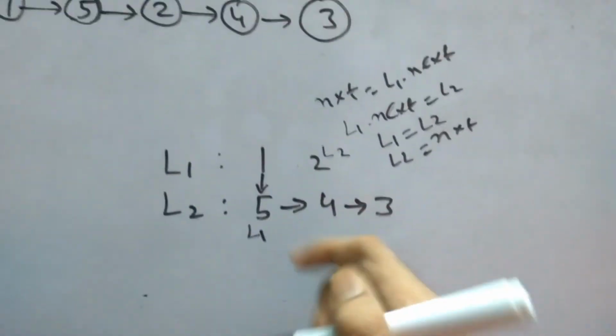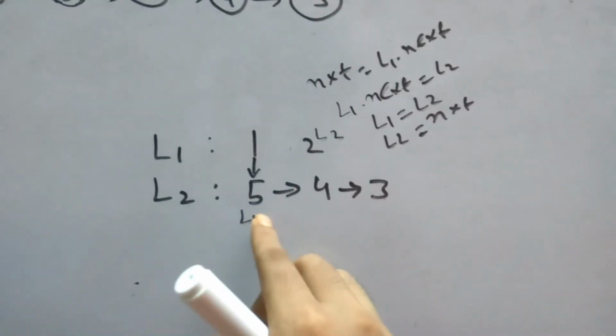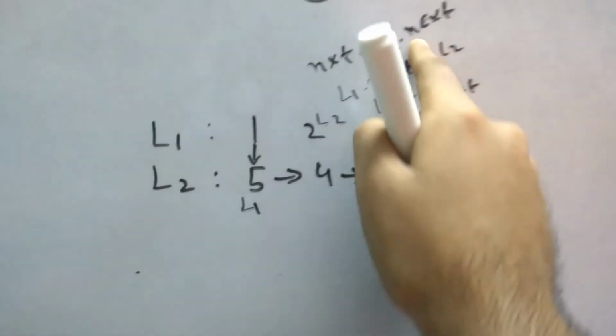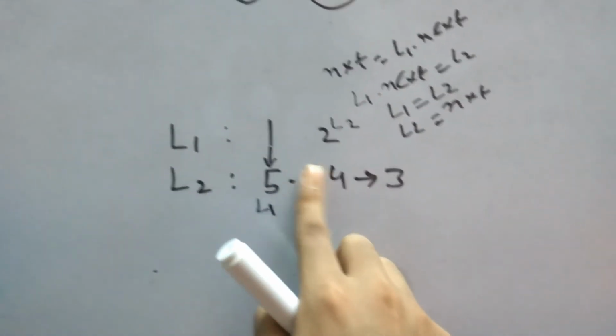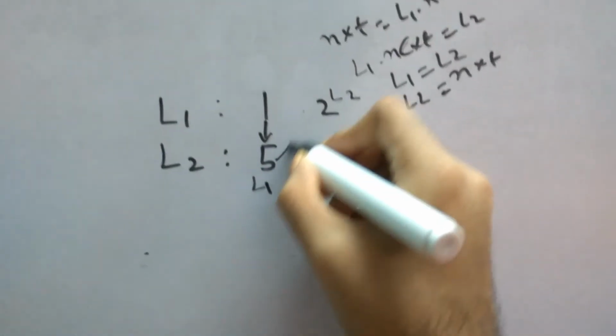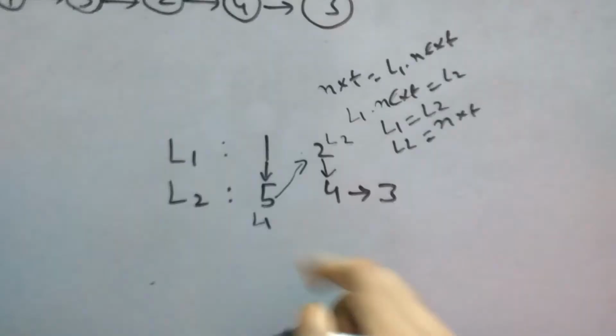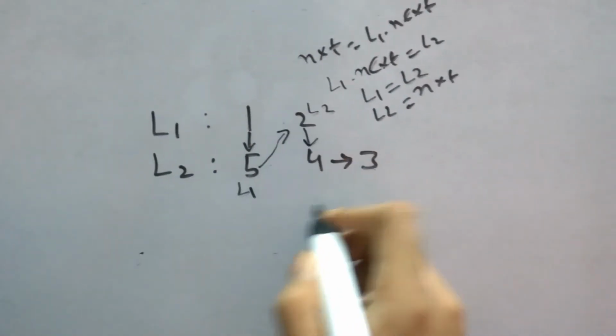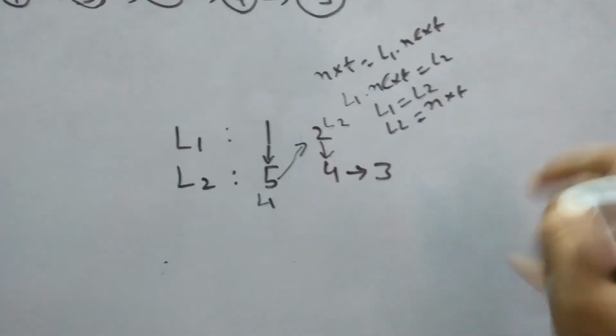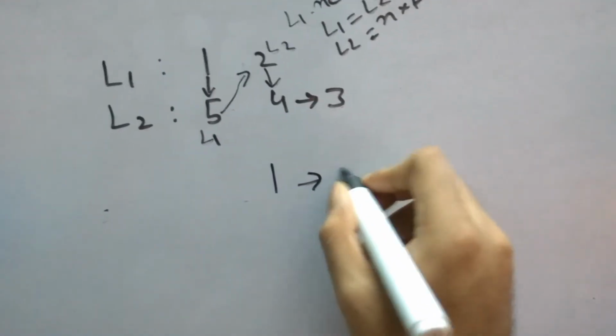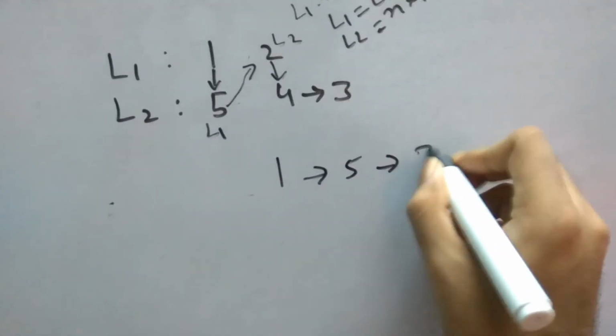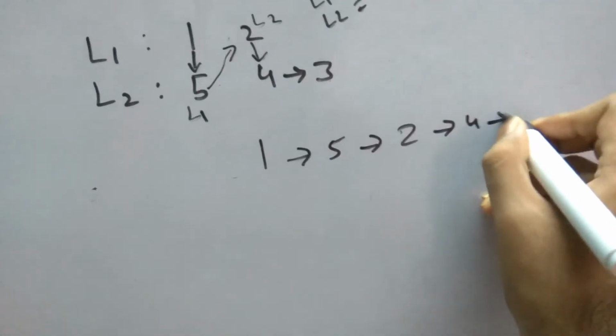Once again we do this same thing. L1 dot next is stored in here and L1 dot next is connected to this L2. In this way we connect all the nodes. So we get this sort of merged linked list, and if we straighten this thing up, we get our desired answer, which is 1 5 2 4 and 3.